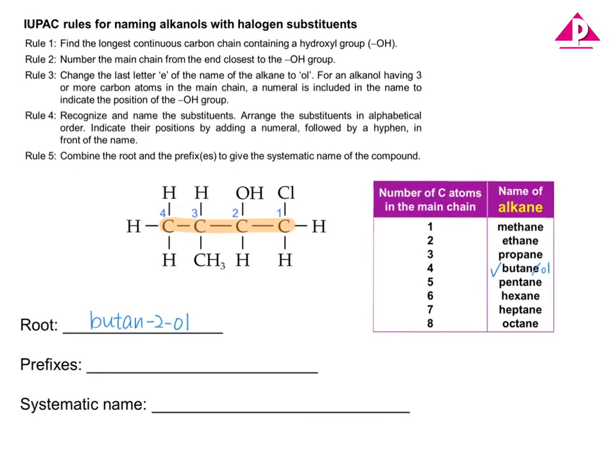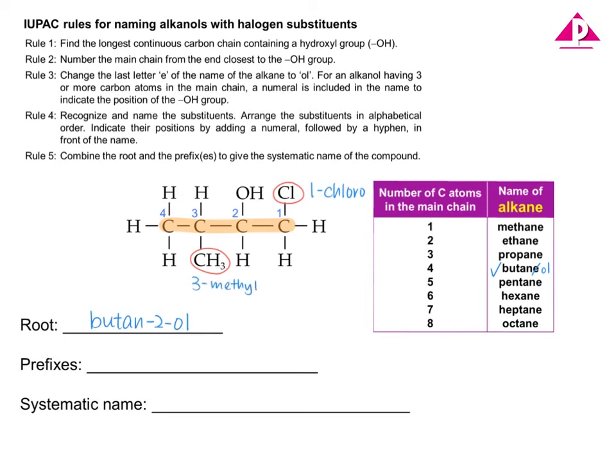There are 2 substituents in this compound. One is a chlorine atom and the other one is a methyl group. The chlorine atom is attached to the first carbon atom and is named as 1-chloro. The methyl group is attached to the third carbon atom and is named as 3-methyl.